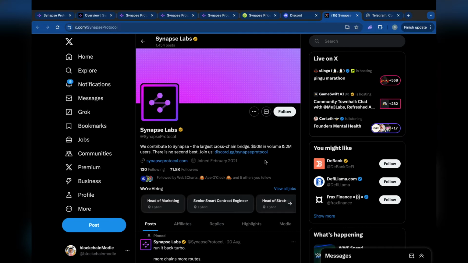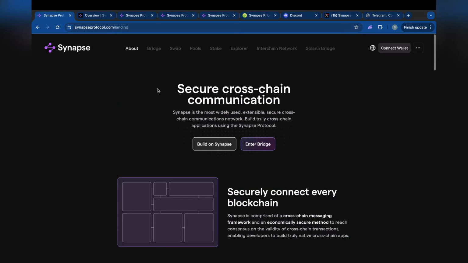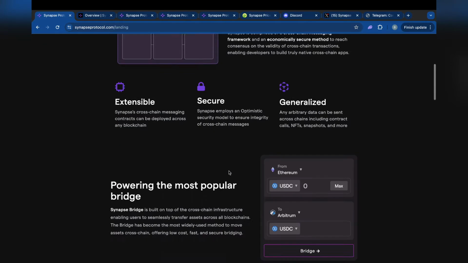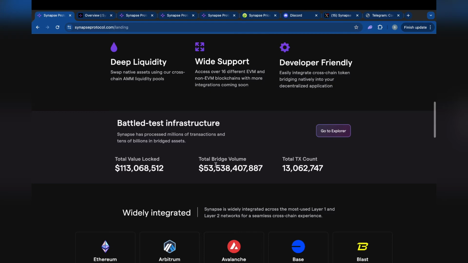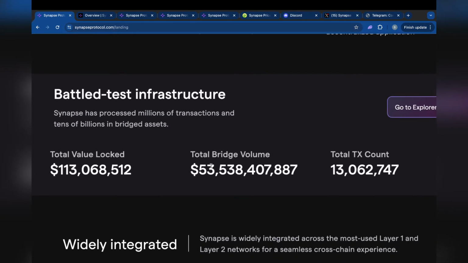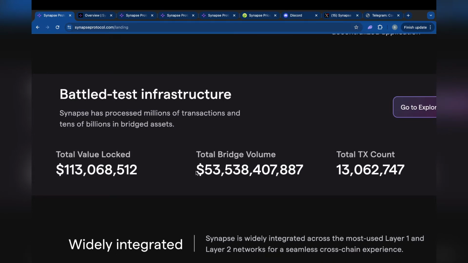First thing, let's talk about the website interface. When you land on the Synapse protocol homepage, it's clear, sleek, and straight to the point. The design is modern but simple, making navigation pretty easy even for new users. The most important stats are right in front of you. Total value locked stands at over $113 million. Total bridge volume surpasses $53 billion, and there have been more than 13 million transactions to date.